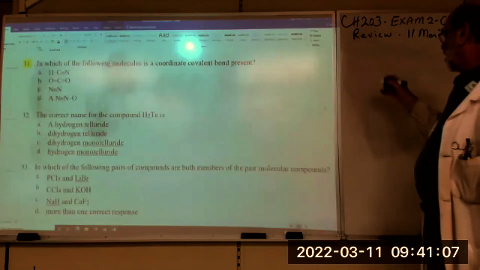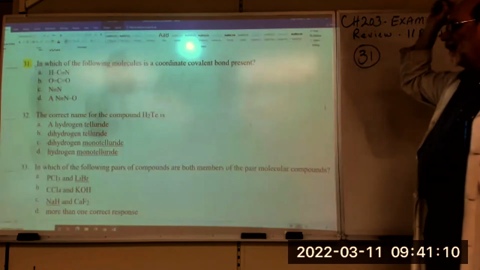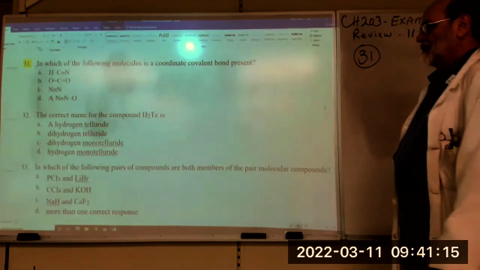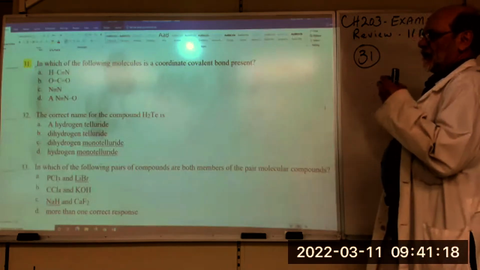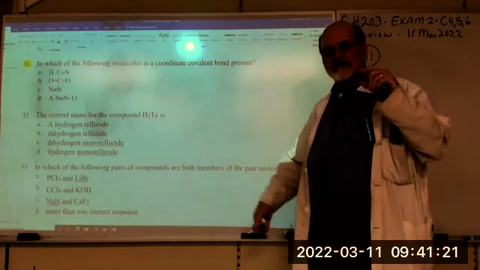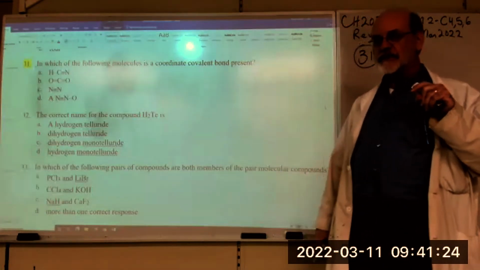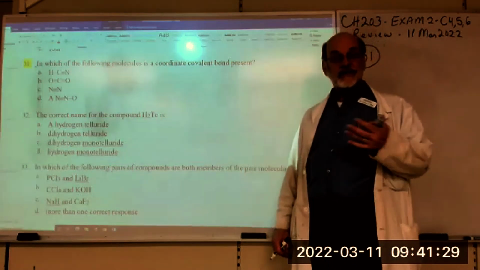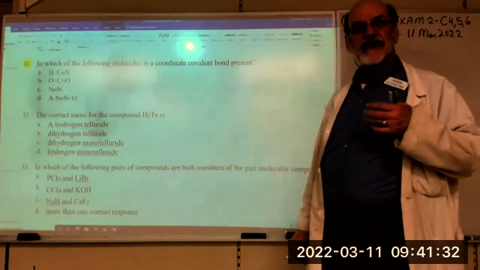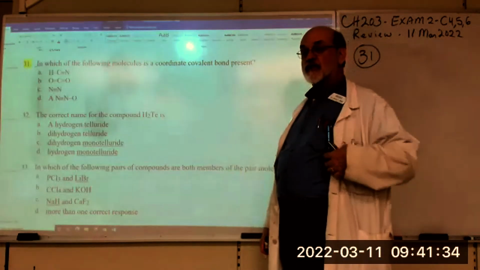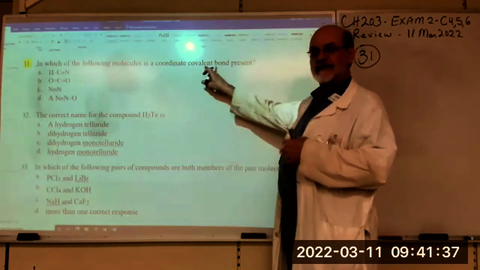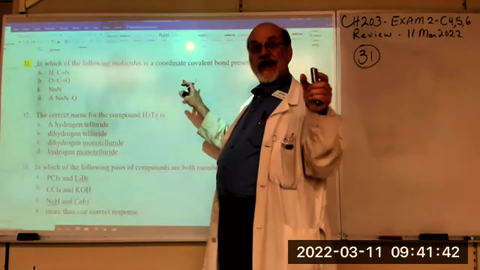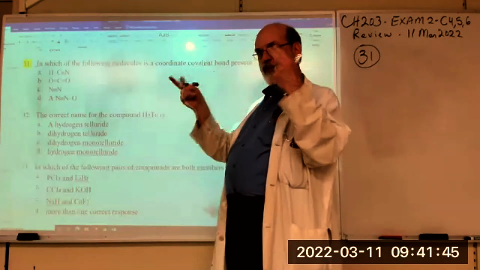Okay, 31. In which of the following molecules is a coordinate covalent bond present? Okay. One of the things that I said in my lectures was once the compound is formed, they all look alike. In other words, you can't tell where they came from. So this is sort of a detective story. You deduce which one is most likely to be coordinate. So that means both electrons from the bonding pair are donated by one atom. They don't have one from each shared.